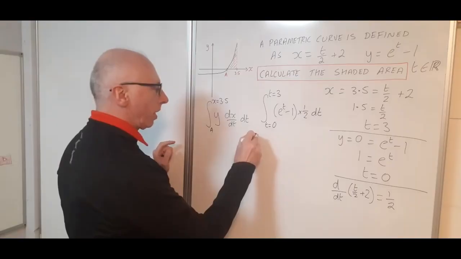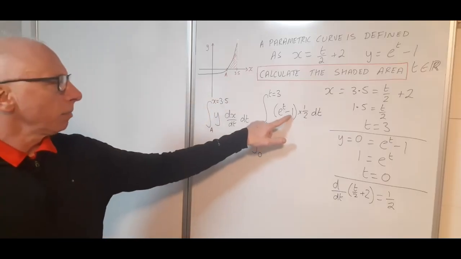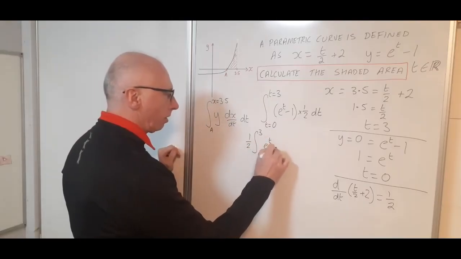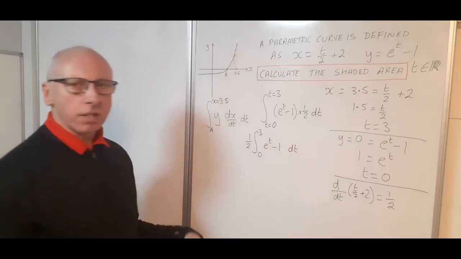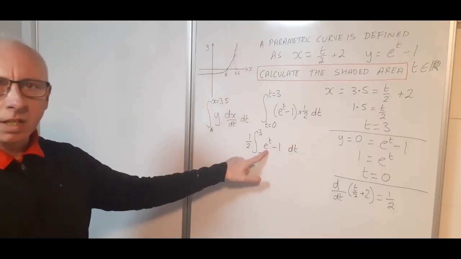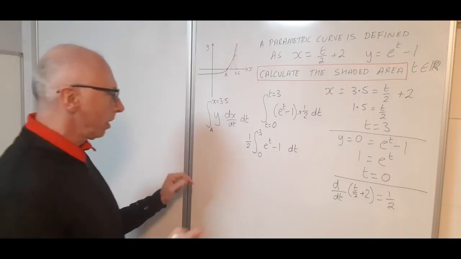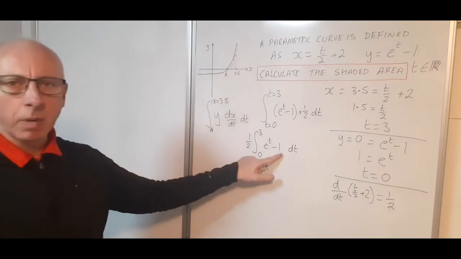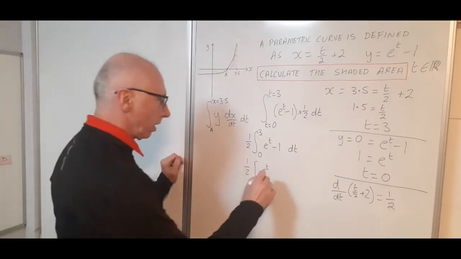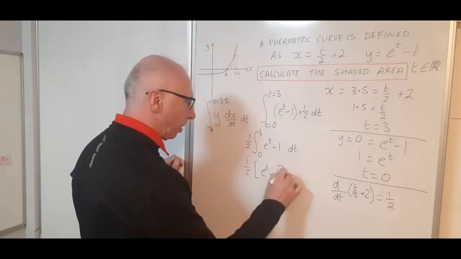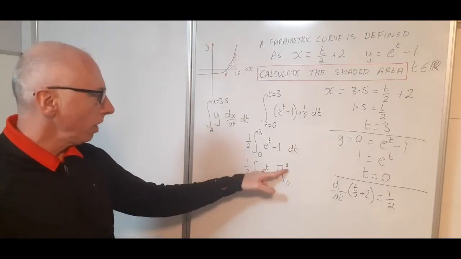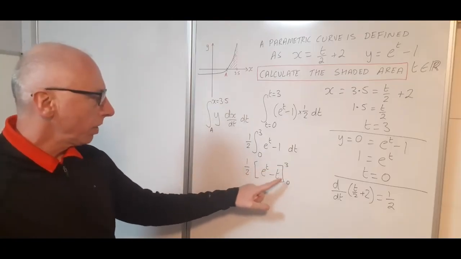So now let's do the next line of working. So we've got 0 and 3, that's our t values. E to the t minus 1 times a half, so let's bring a half out to the front. E to the t minus 1 dt. So this is a pretty straightforward integral now. The integral of e to the t in terms of t is just going to be e to the t. So I've got 1/2 e to the t, and the integral of minus 1 with respect to t is minus t. And that's calculated from 0 to 3. So wherever I see a t, I'll put a 3 for the first part, and then where I see a t, I'll put a 0.